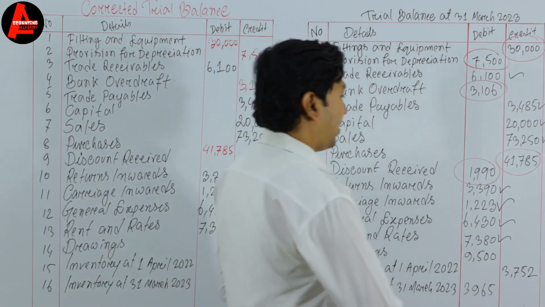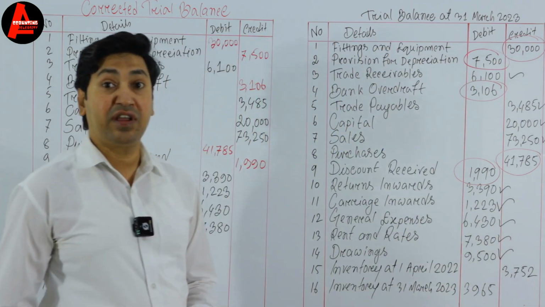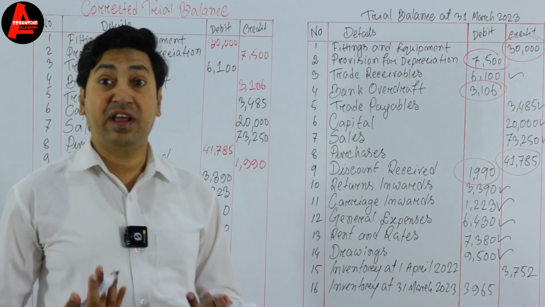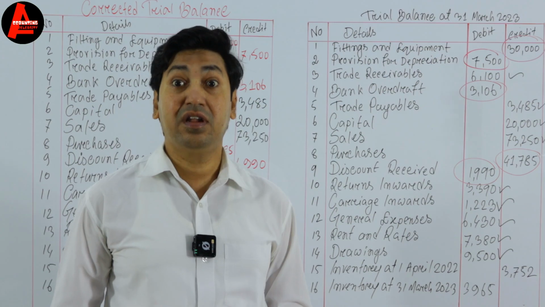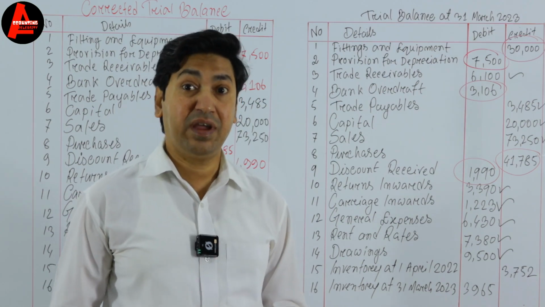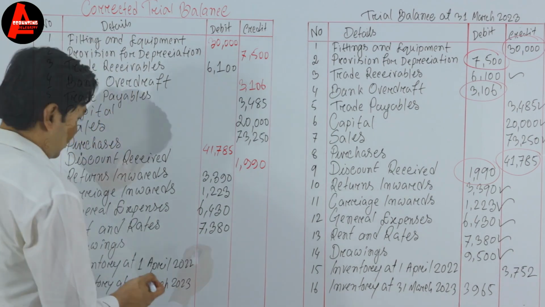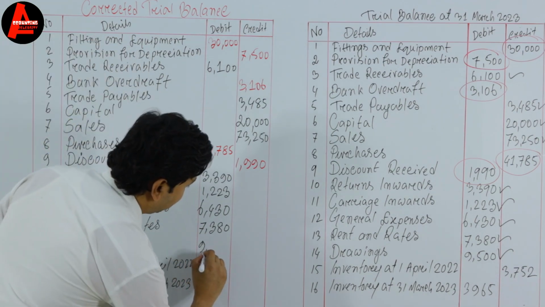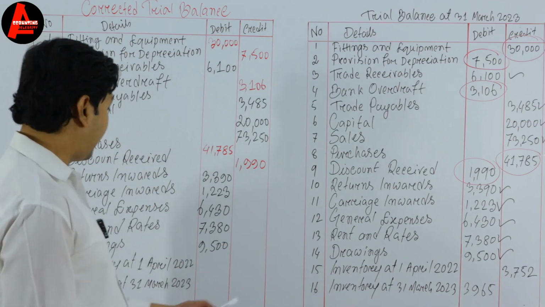Then we have here drawings. It is $9,500 on the debit side. So what are drawings? Drawings means when the owner takes some goods or cash from the business. This is the owner's personal account. Okay, so drawings will be debited. Okay, so here it is written correctly. We will write on the same side $9,500.